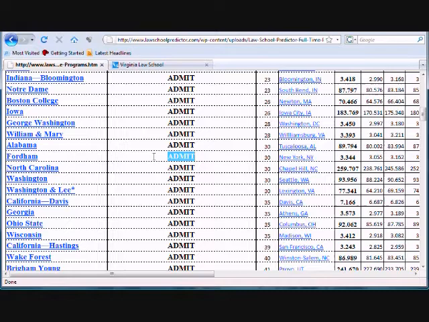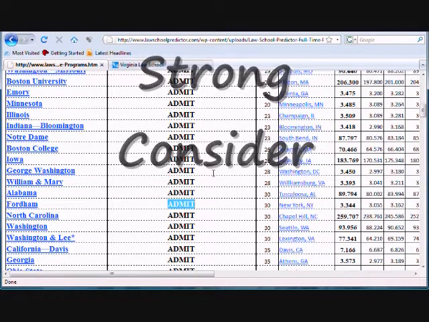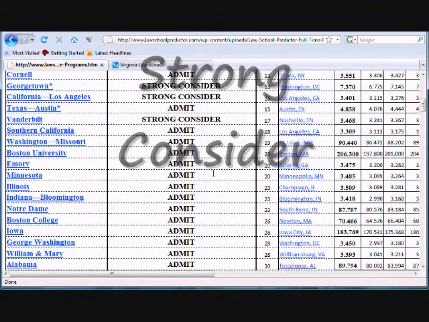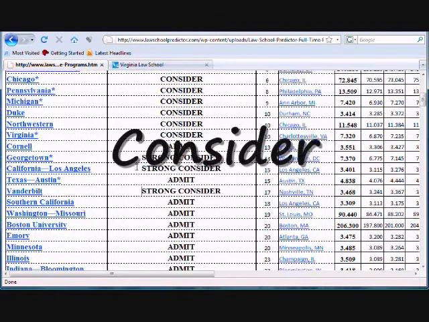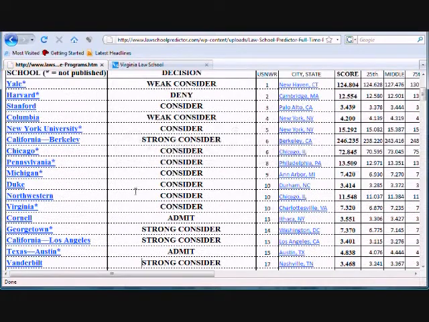In this example, the applicant is an admit at Fordham. The second type of decision is strong consider, which means you have a good to great chance of being admitted. In this example, the applicant is a strong consider at Vanderbilt. The third type of decision is consider, which means you have a decent chance of being admitted, but you may be waitlisted or possibly rejected. As mentioned before, in this example, the applicant is a consider at Virginia.